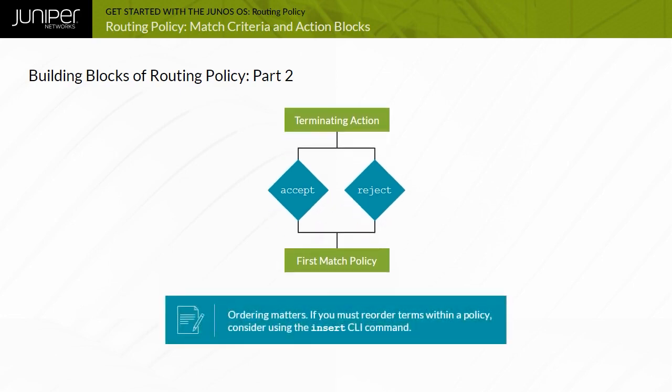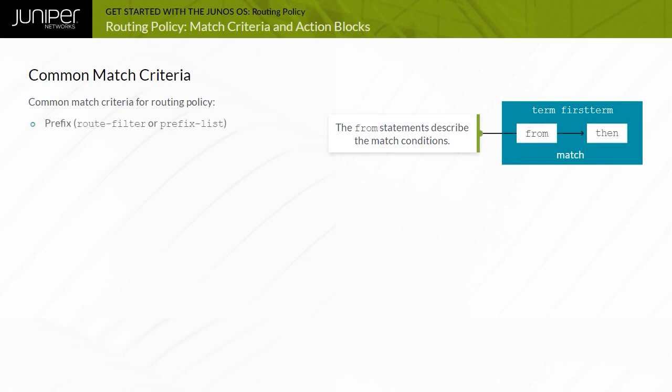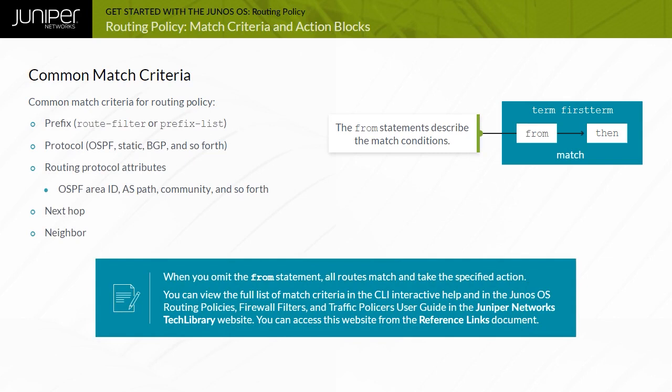Note that when Junos OS evaluates a policy, it evaluates each term sequentially. If needed, you can use the insert CLI command in configuration mode to modify the order in which the terms appear. Here are some of the criteria you can use to select routes with from statements. You can select routes based on their prefix, protocol, some routing protocol attributes, or next hop information. Note that if you omit the from statement in a policy or a policy's term, the software subjects all routes to the referenced action specified in the then statement.